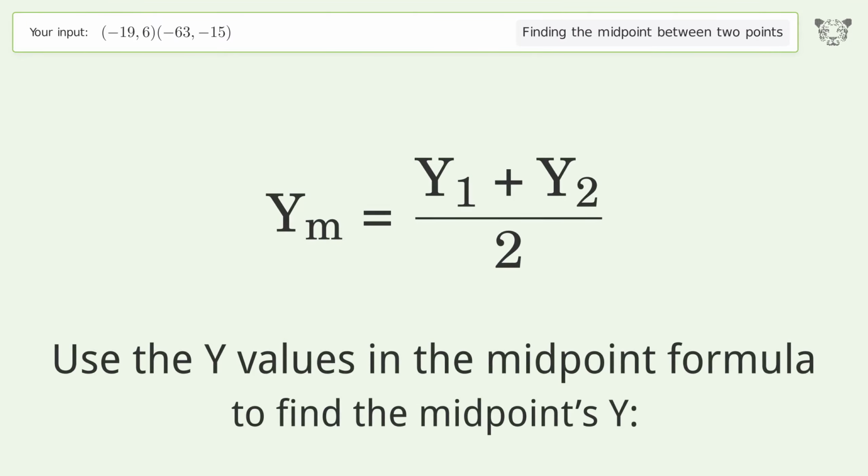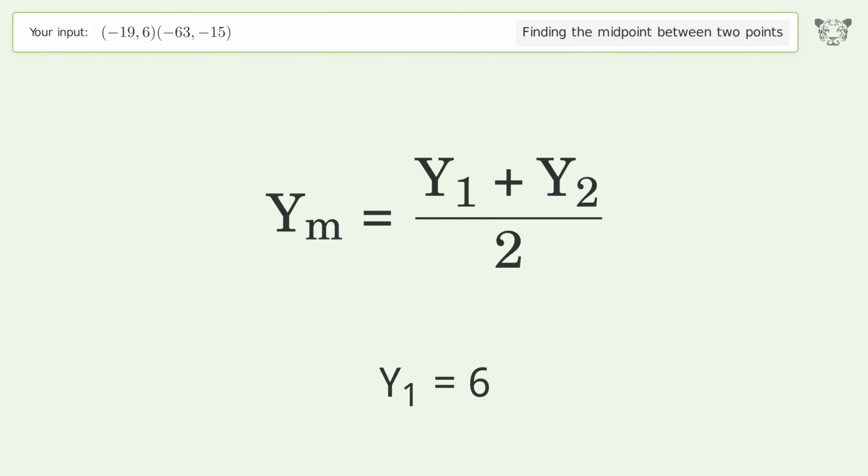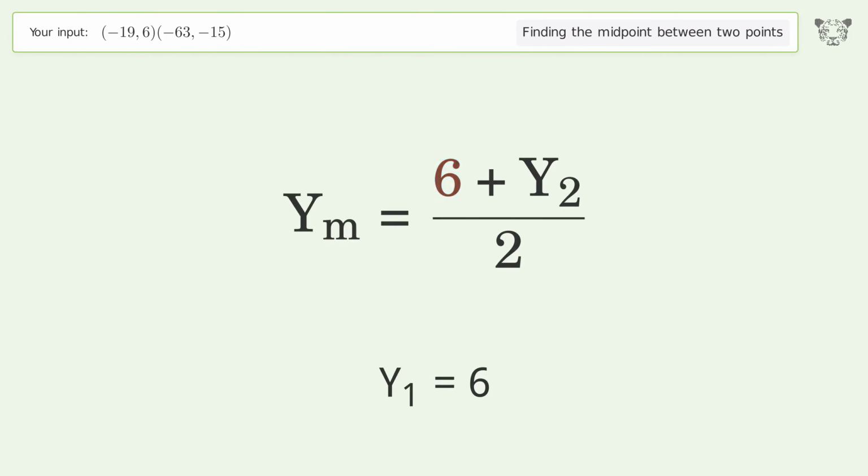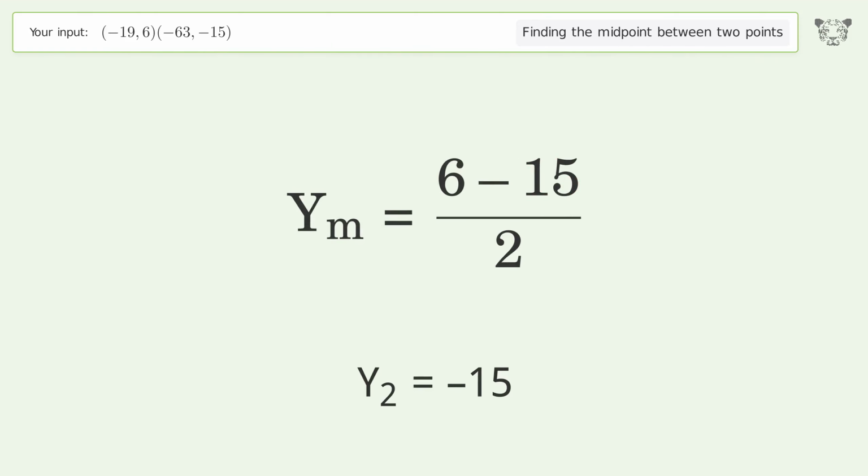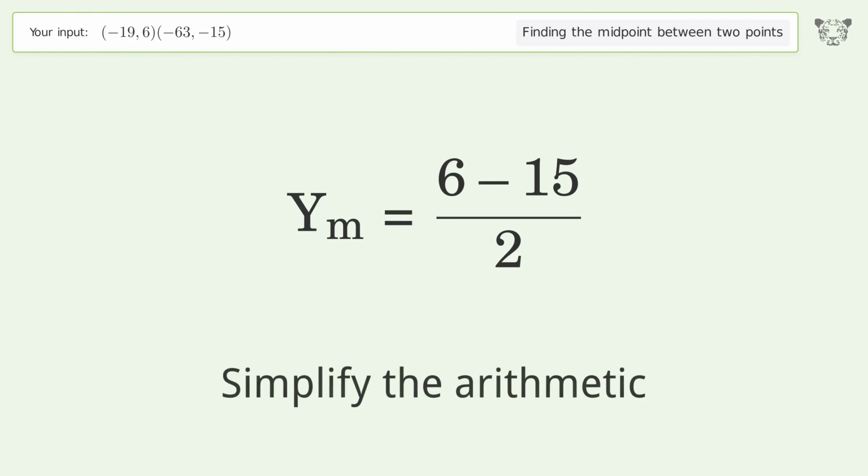Use the y values in the midpoint formula to find the midpoints y. y1 equals 6. y2 equals -15. Simplify the arithmetic.